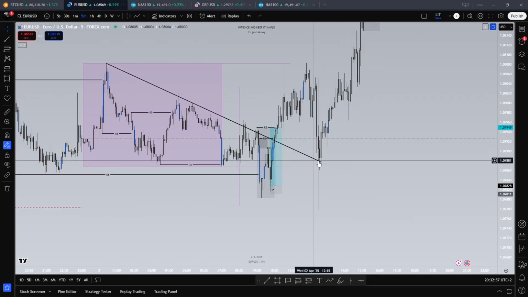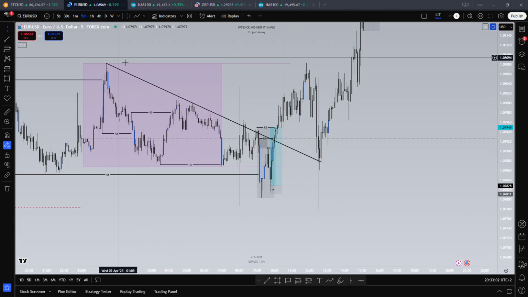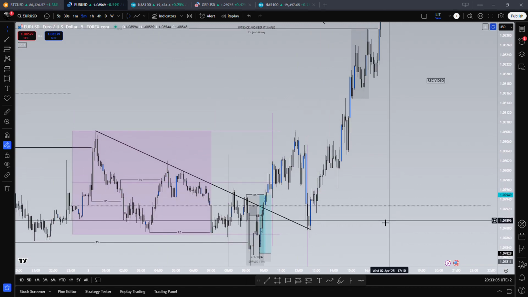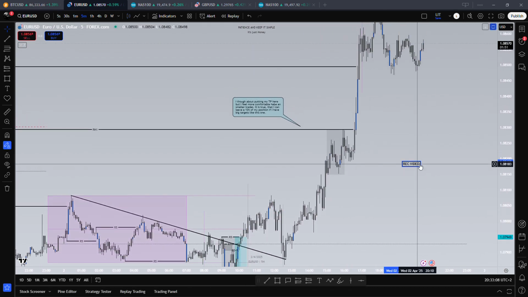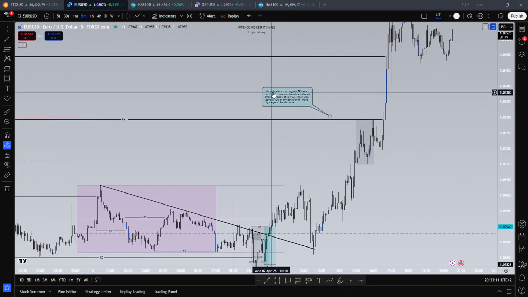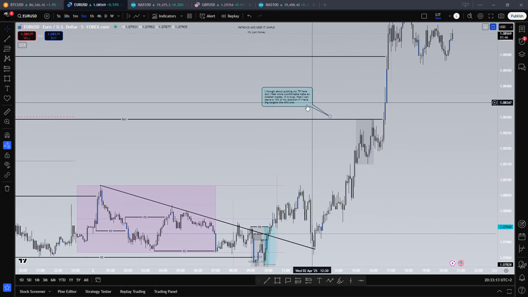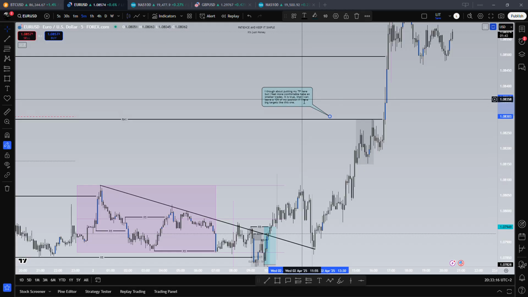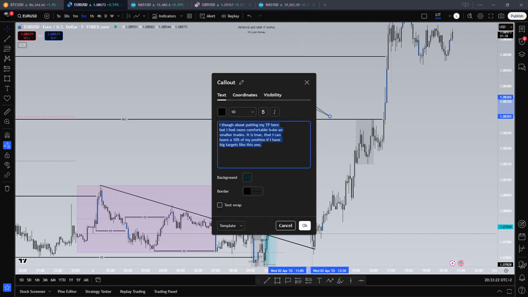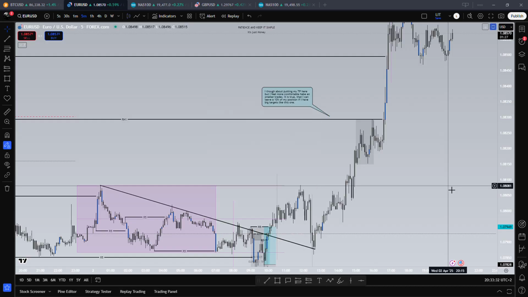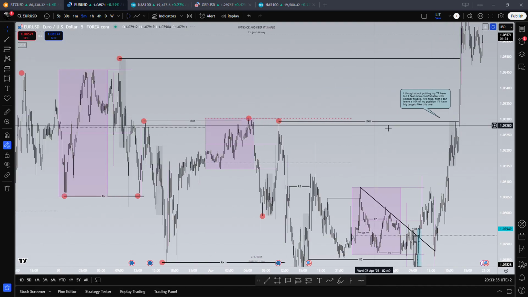And well, this was amazing because it respected the downtrend, the trend line. It respected the trend line perfectly here, as you can see. And then we went up. I can eliminate this. I thought about putting my TP here, but I feel more comfortable. I don't know what I was saying here, for example. With small trades, more or less.